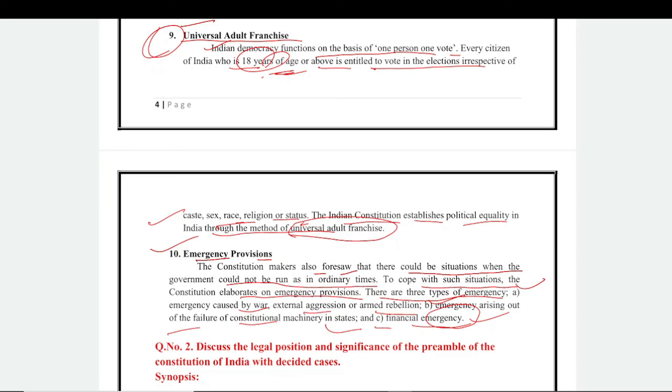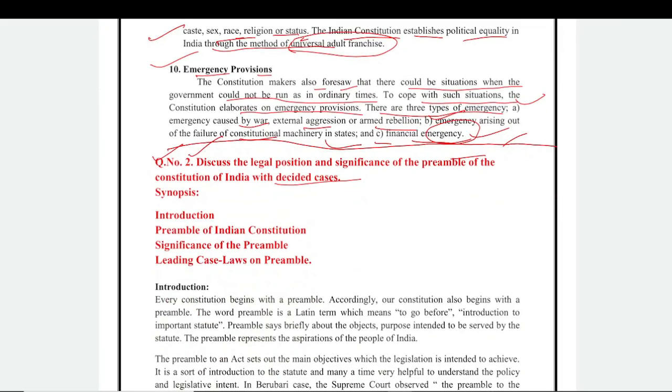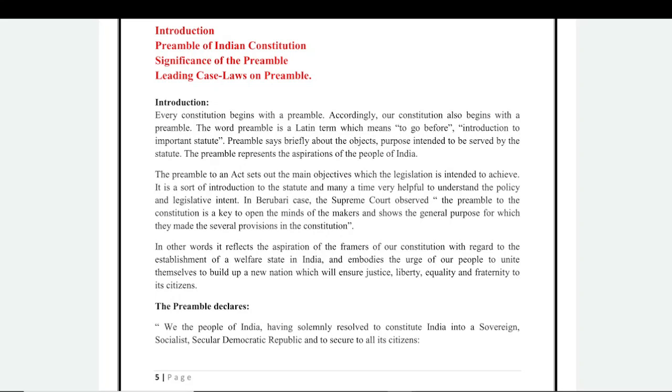Here we complete the ten salient features of the Indian Constitution. Tomorrow we will discuss the legal position and significance of the Preamble in our Indian Constitution with decided cases. This is also a very important question from an exam point of view. The Preamble is very important from an exam point of view.